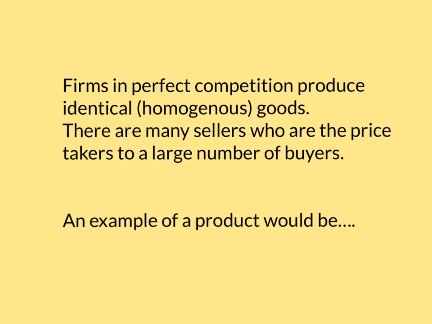Okay, so let's begin. Firms in perfect competition produce identical, homogeneous goods, okay? Homogeneous being the key word here in this definition. Homogeneous means identical. There are many sellers who are the price takers, and that's the second key part. They're the price takers to a large number of buyers. When I say price takers, we're going to talk about the industry and how the industry sets the price. They're homogeneous goods, so there's no difference between one good and the next.